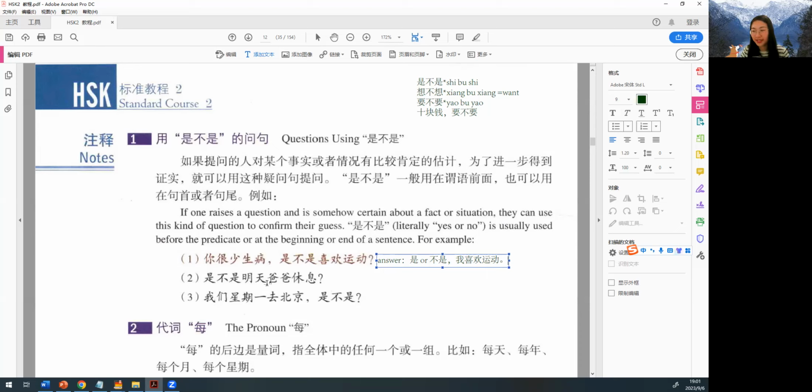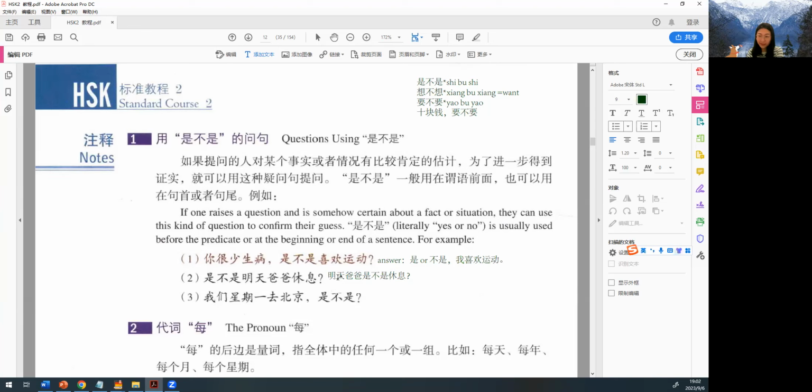是不是明天爸爸休息? Why? It sounds not very natural. So normally, as Chinese speakers, we'll say 明天爸爸是不是休息. Yeah, I think this sounds better than in the textbook.